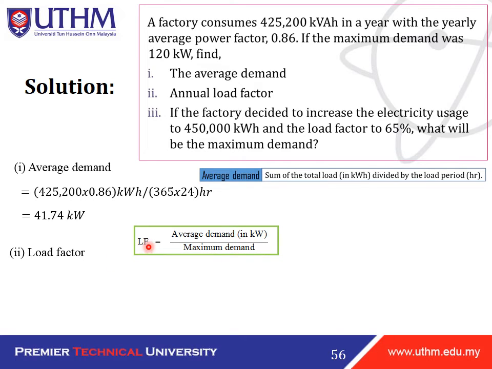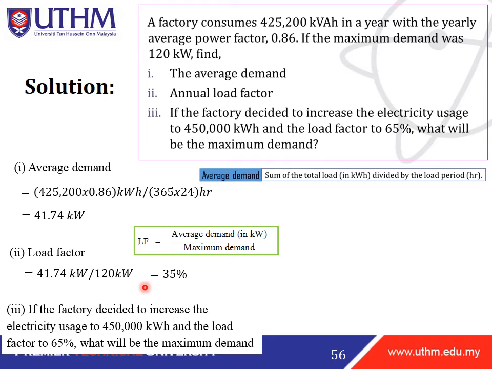And then the load factor is the average demand in kilowatt divided by maximum demand. So we know that the average demand in kilowatt is 41.74, and the maximum demand is 120 kilowatt, got from the question. So we divide, and the answer is 35%.